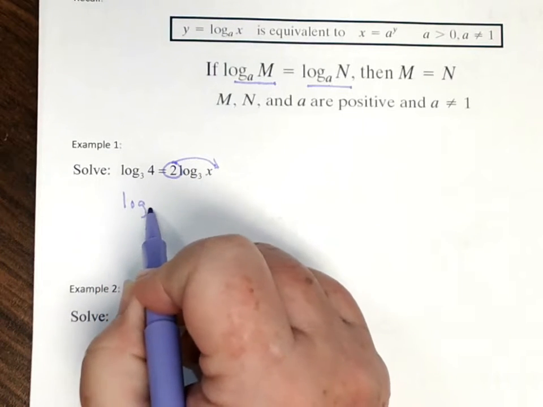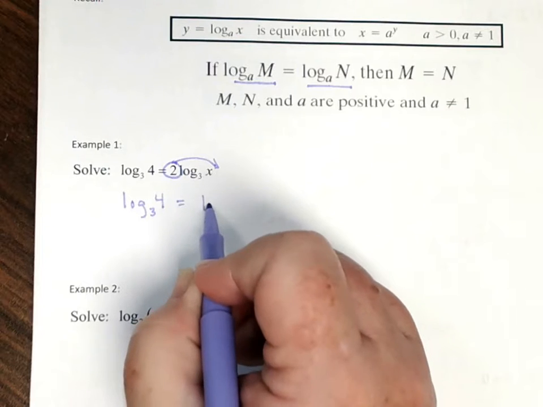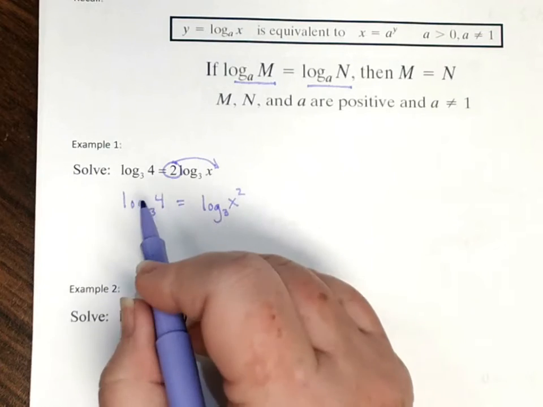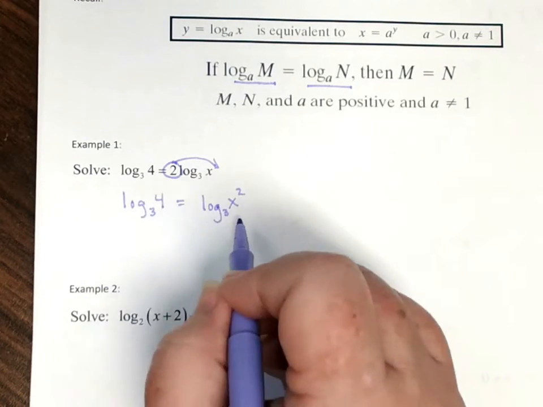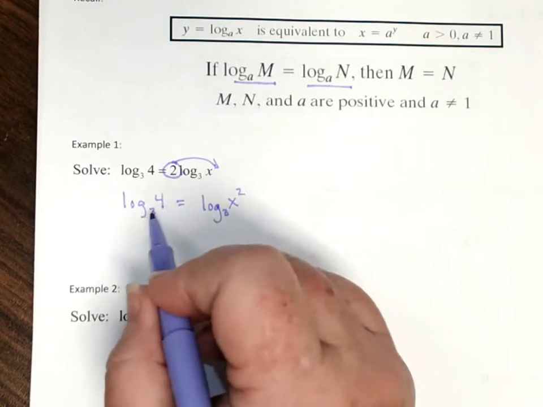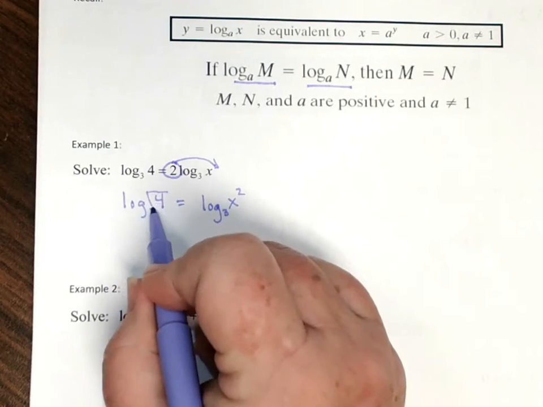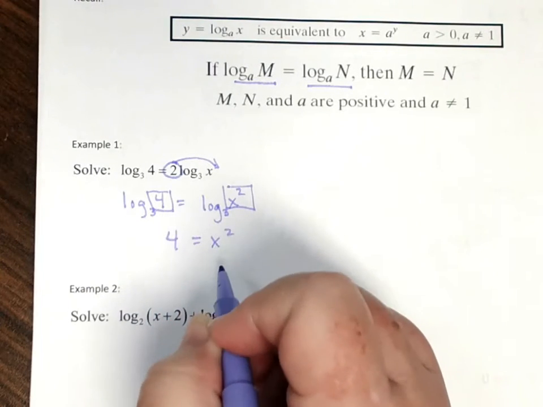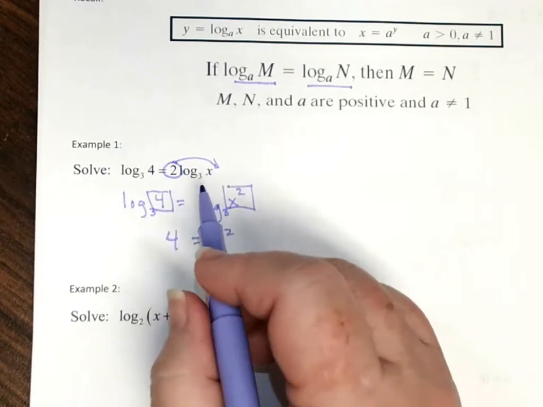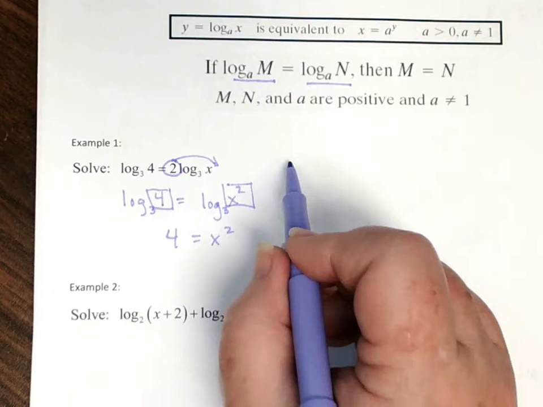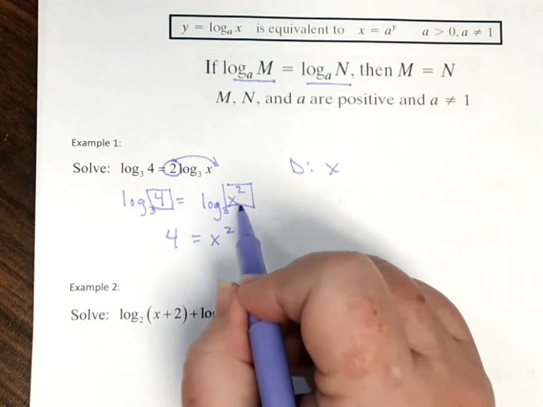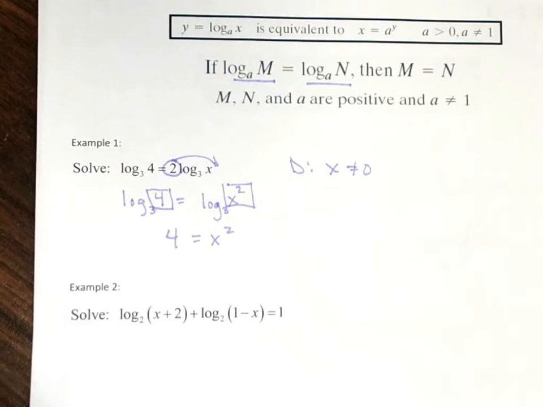So I'm going to write log base 3 of 4 is equal to log base 3 of x squared. Now I have a log that is common to both of them, and therefore my arguments must be equal to each other. So I've got 4 is equal to x squared. Now, in this particular problem, remember, the domain is that x has to be a positive number, and that's going to happen everywhere except for when x is 0. If we get x is 0, then our answer will not work.